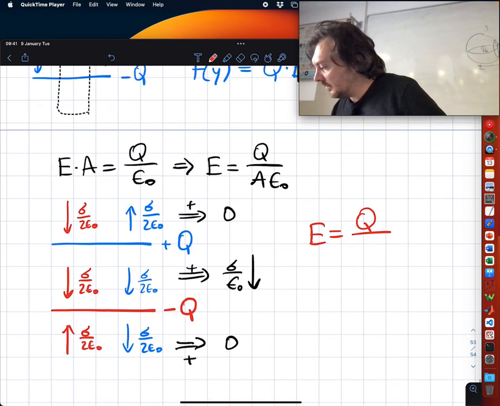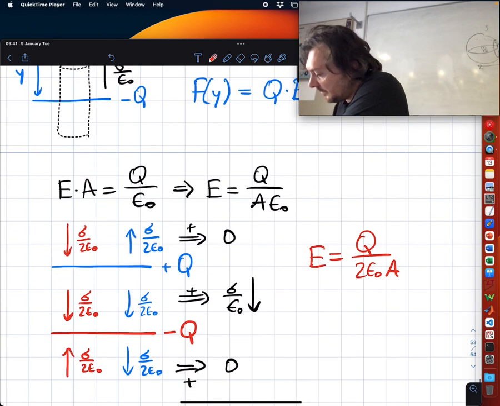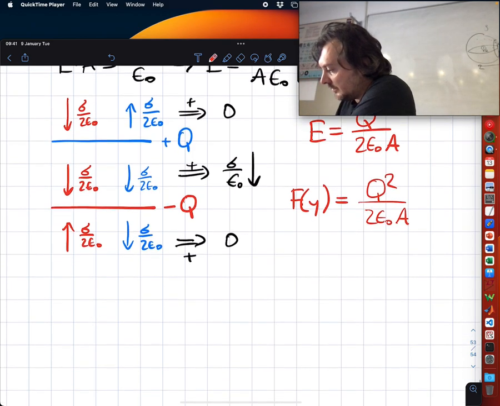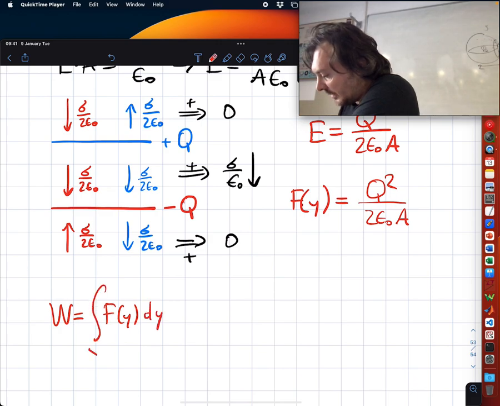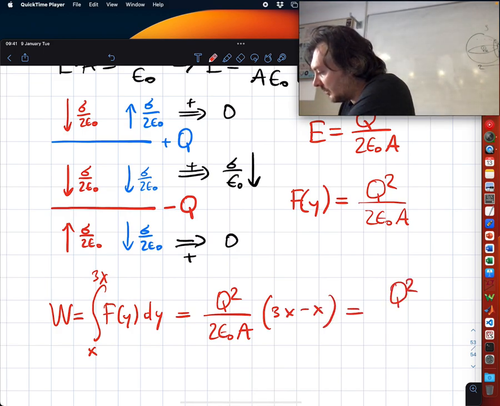So Q over 2 epsilon 0 A is the electric field. Hence, the force does not depend on distance, and it's just simply Q squared over 2 epsilon 0 A. We can just integrate it. Work done is the integral of Fy dy. Turns out we didn't need the integral. It's just simply Q squared over 2 epsilon 0 A times (3x minus x), and we get Q squared over epsilon 0 A.